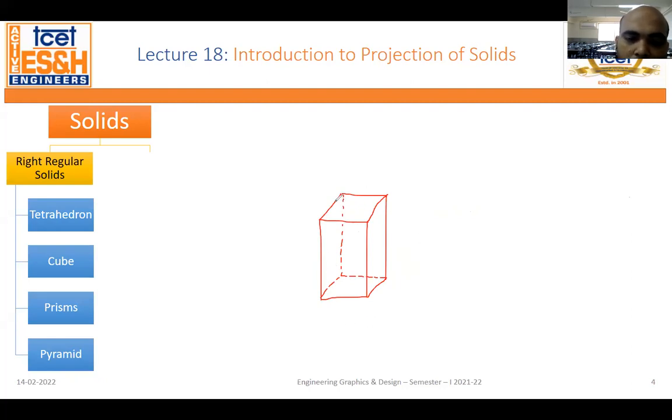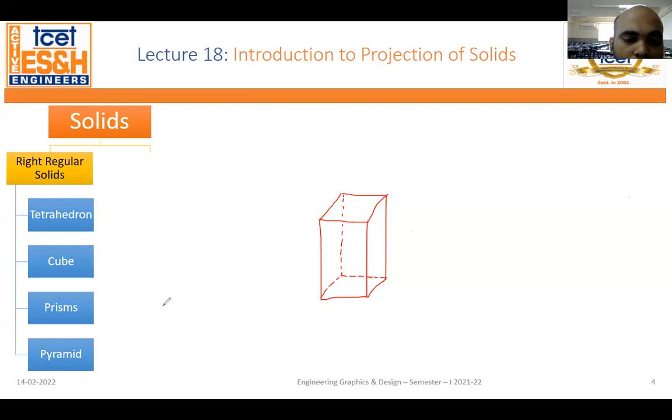In a similar way, if there is a triangle here and a triangle here, it becomes a triangular prism. If there is a pentagon here and a pentagon here, it becomes a pentagonal prism. That is how it goes: pentagonal prism, hexagonal prism, or square prism.